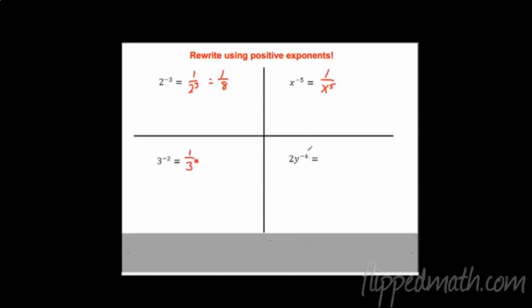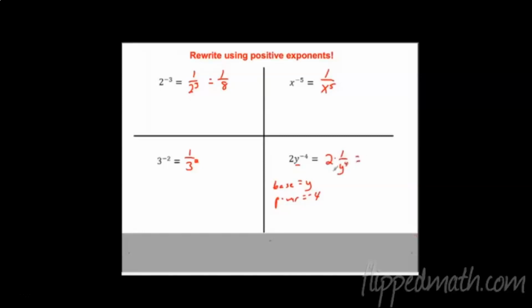How about this? What is the negative 4? What is the base of this power? The base of this case is y. It's not the 2, it's just the y. So the power of this is negative 4 only for that base of y. So the 2 is just chilling. He stays right there. What's going to happen? My y comes to the bottom. This is y to the 4th.